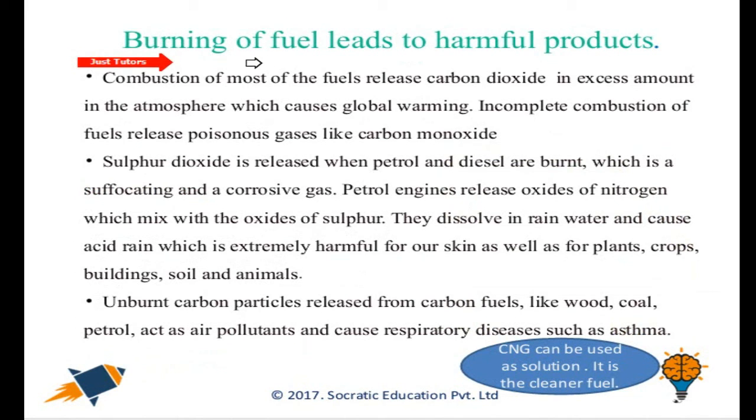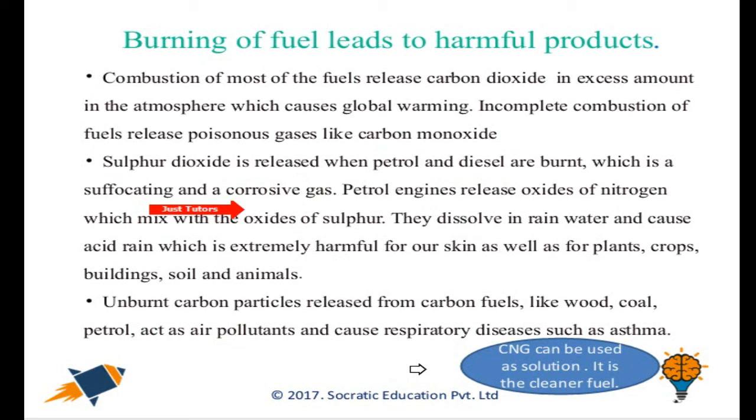So what happens when burning of fuel leads to harmful products? Combustion of most fuels releases carbon dioxide in excessive amounts into the atmosphere, which causes global warming. Incomplete combustion of fuels releases poisonous gases like carbon monoxide. Unburned carbon particles released from carbon fuels like wood, coal, and petrol act as air pollutants and cause respiratory diseases such as asthma. Sulfur dioxide is released when petrol and diesel are burnt, which is a suffocating and corrosive gas.